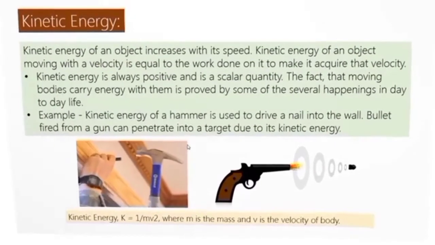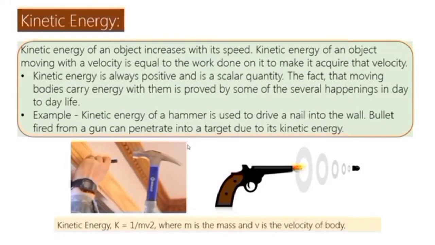Kinetic energy. Kinetic energy of an object increases with its speed. Kinetic energy of an object moving with a velocity is equal to the work done on it to make it acquire that velocity. Kinetic energy is always positive and is a scalar quantity.